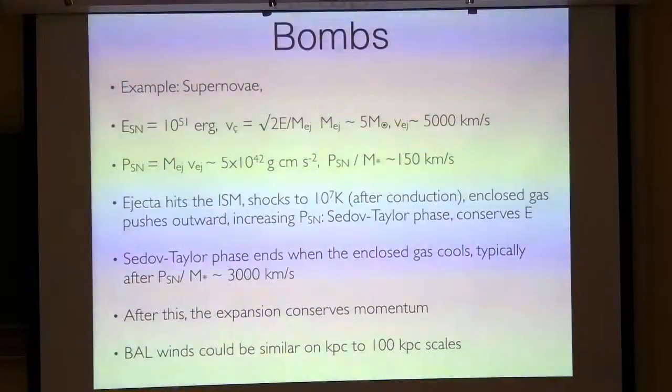Stellar winds have velocities not that different from this. So that's why stellar winds can act like bombs too. The momentum in a supernova is the mass of the ejecta times the velocity of the ejecta. It's of order 10^43 grams centimeters per second. And if you divide by the total stellar mass that it took to make that supernova, in other words, if you have an IMF that you think you understand, to make one supernova you need basically 100 solar masses of stars. And the velocity that it corresponds to is about 150 kilometers a second. So that's the amount of momentum you get for a supernova. All right.